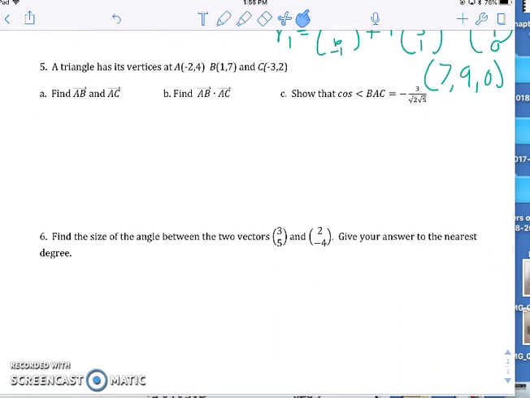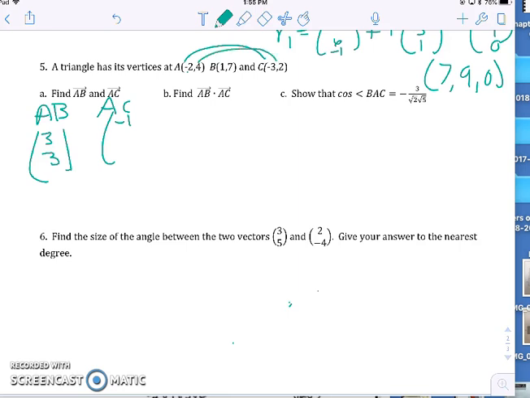Alright, in this next one here, find AB and AC. So A to B, negative 2 to 1, we go up 3. 4 to 7, we go up 3. A to C, negative 2 to negative 3, we go down 1. 4 to 2, we go down 2. So then we're asked to multiply these together. So 3 times negative 1 plus 3 times negative 2. So that is negative 9.